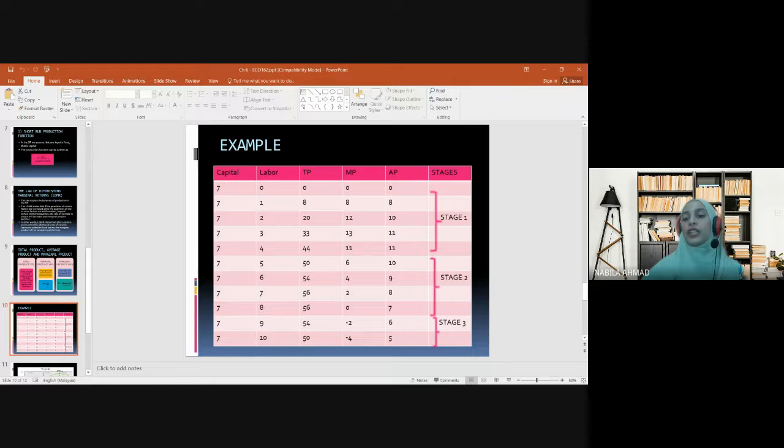So basically kita ada berapa stage? We have 3 stages in the short run. So we have stage 1, stage 2 and stage 3. Stage 1 maksudnya apa? Increasing return. Stage 2, diminishing return. Stage 3, negative return. So kita akan lihat dalam diagram.